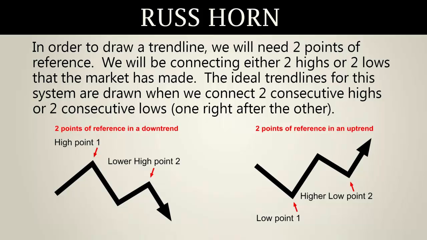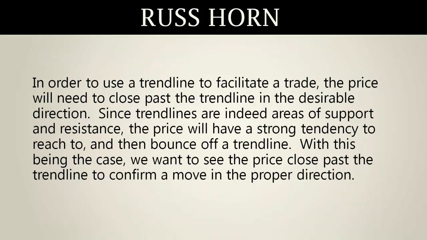The ideal trend lines for this system are drawn when connecting two consecutive highs or two consecutive lows, one right after the other. In order to use a trend line to facilitate a trade, the price will need to close past the trend line in the desirable direction. Since trend lines are indeed areas of support and resistance, the price will have a strong tendency to reach to and then bounce off a trend line.